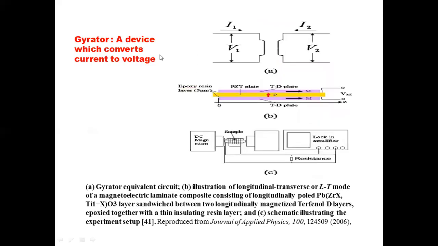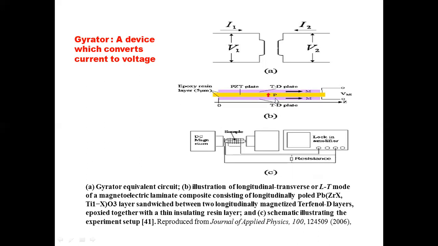So this is another device, which converts current into voltage. It is called a gyrator. These gyrator type of devices are used in microwave applications. So here it is like this.